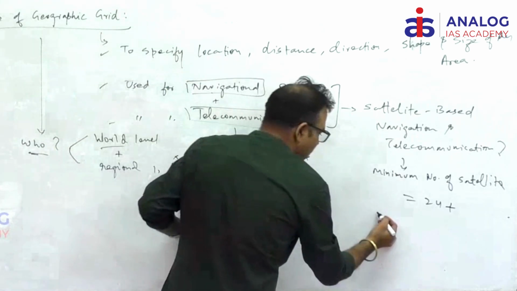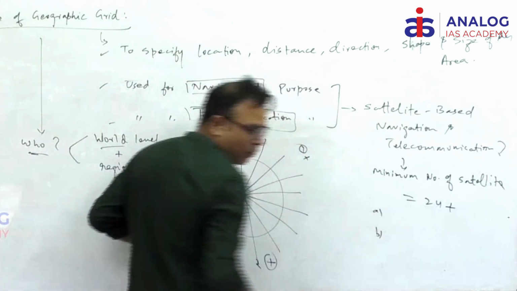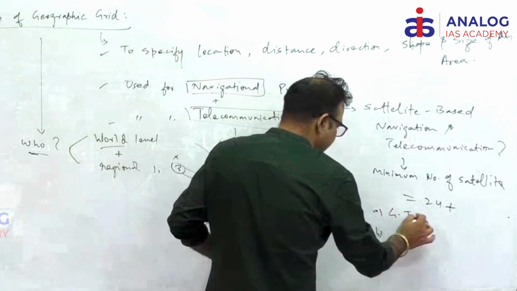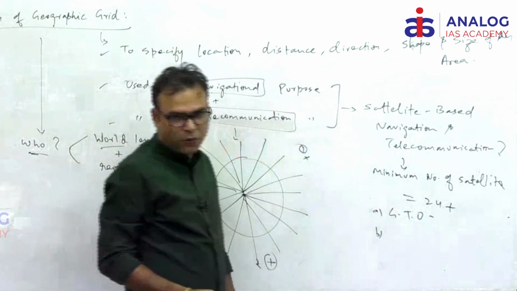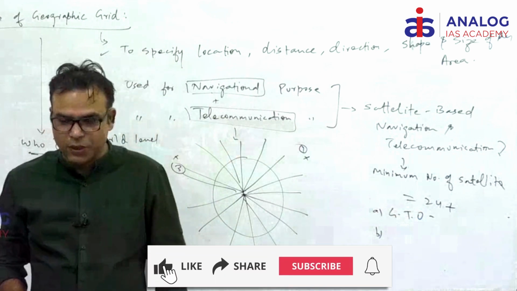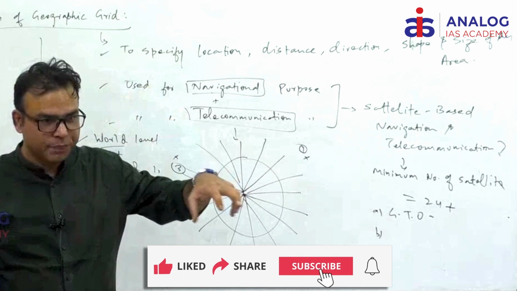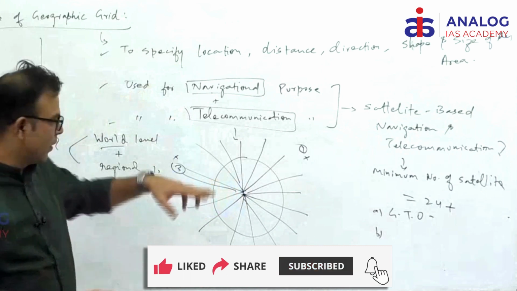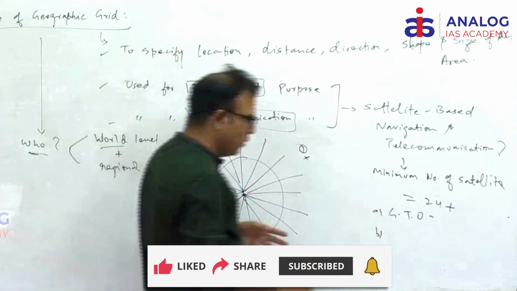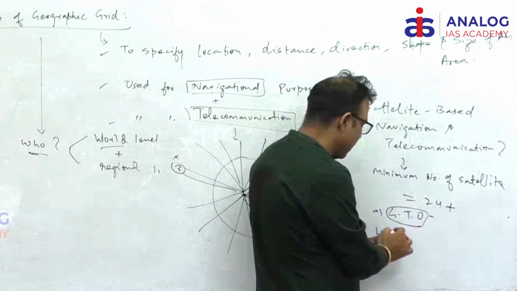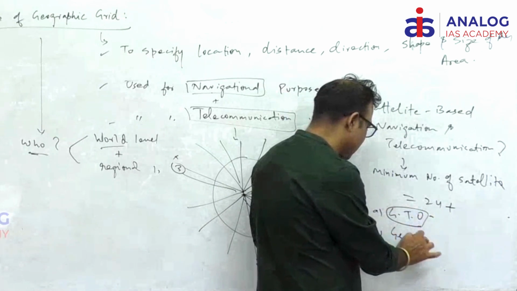The minimum number of satellites. So these satellites should be placed at two orbits. One is geostationary orbit, GEO orbit. Geostationary means the height of 36,000 kilometers from the ground. This GEO orbit means geostationary orbit and geosynchronous.